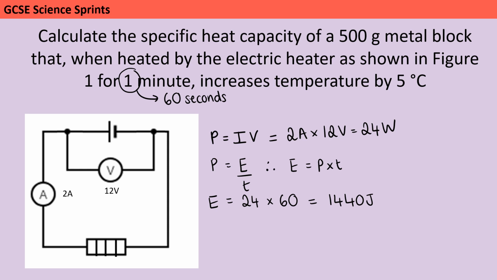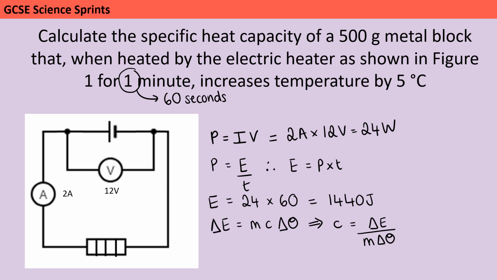Now I have the change in energy and the mass and the temperature change. So I'm going to write out my delta E is mc delta theta, just so that I've got that equation there, and then I could either substitute these numbers in or I could rearrange. So based on all that, I know that the specific heat capacity is going to be the change in energy over the mass multiplied by the change in temperature.